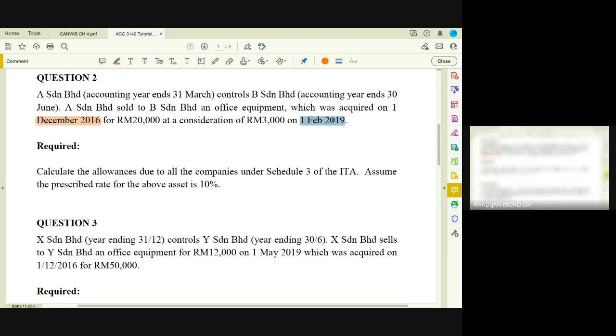This is the date of disposal. And when you acquired, the cost was 20,000. When you disposed, it was at 3,000 ringgit, right? And accounting year end is 31st March for A, and B is 30th of June. So these are the information that you need to know. And remember that it's office equipment, so you should know what the rate for office equipment is.